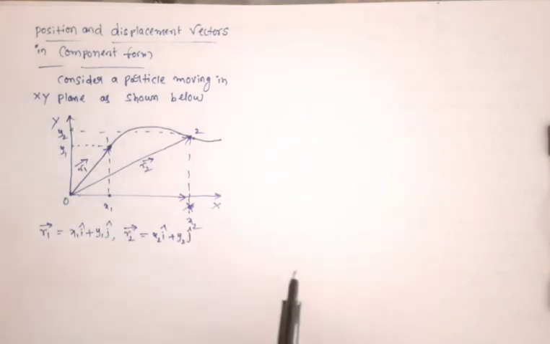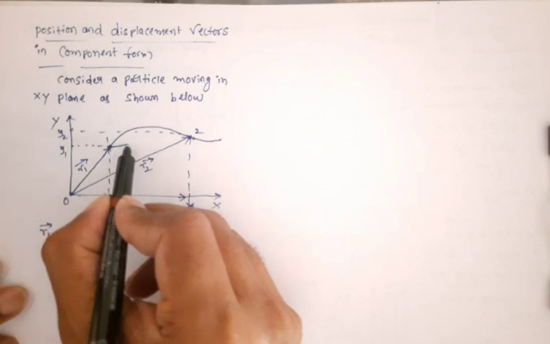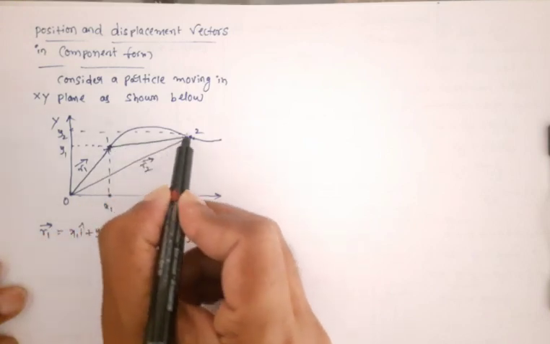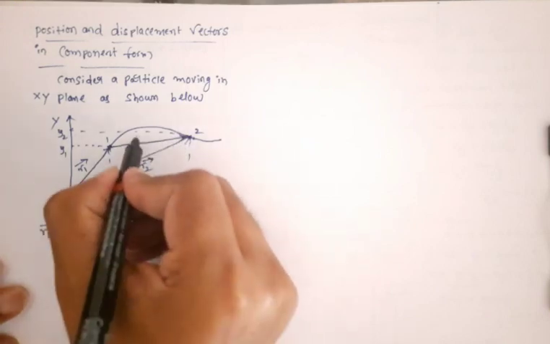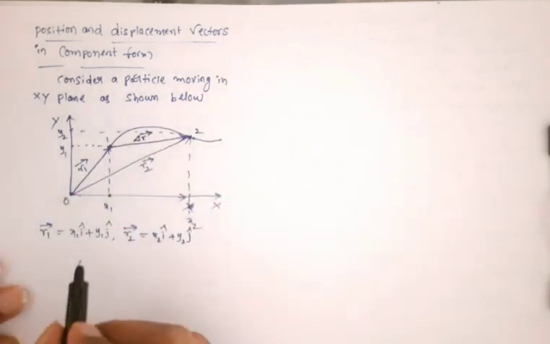Now in the figure, how do we draw displacement vector? Displacement from which point to which point? This is the initial point, this is the final point. So let's start at initial point and draw a vector like this. Draw a vector like this. So delta r bar, delta r bar.